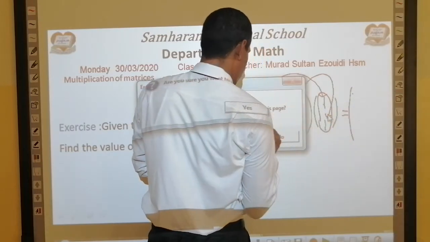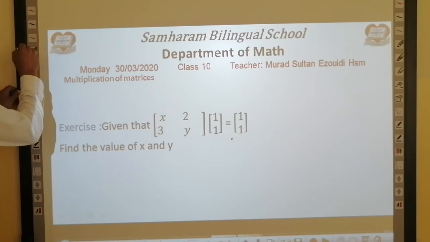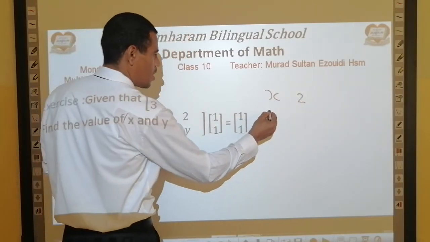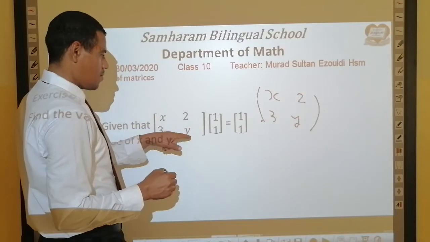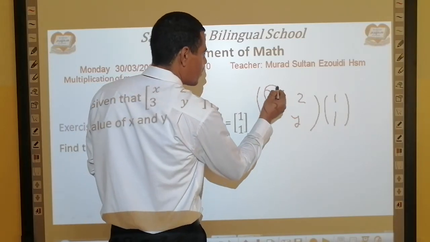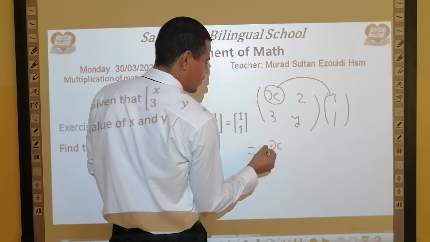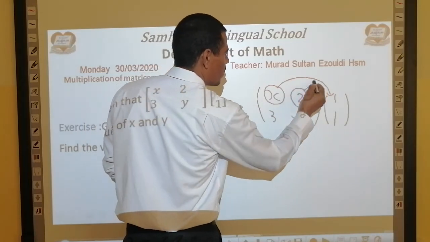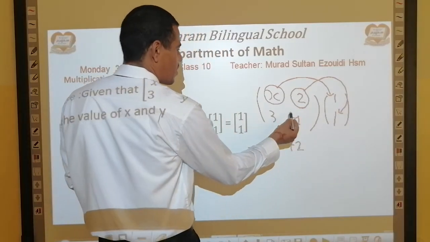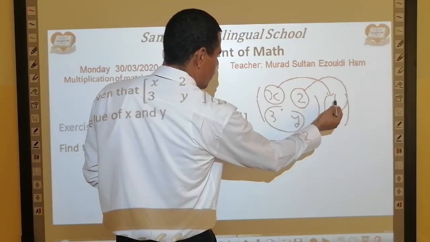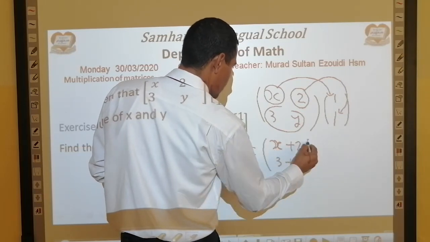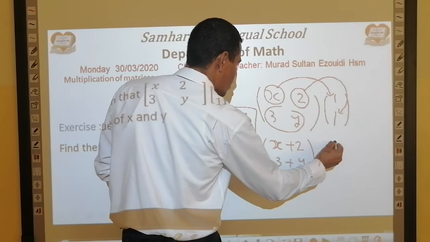So look here. x times 1, then 2, then 3 times 1, then y times 1. Look my kids, x multiplied by 1 is x. Then 2 multiplied by 1 is 2, plus, so x plus 2. Then the second one, 3 multiplied by 1 is 3, then plus y multiplied by 1 is y. Then I will close my brackets. It should be equal to 1, 1.